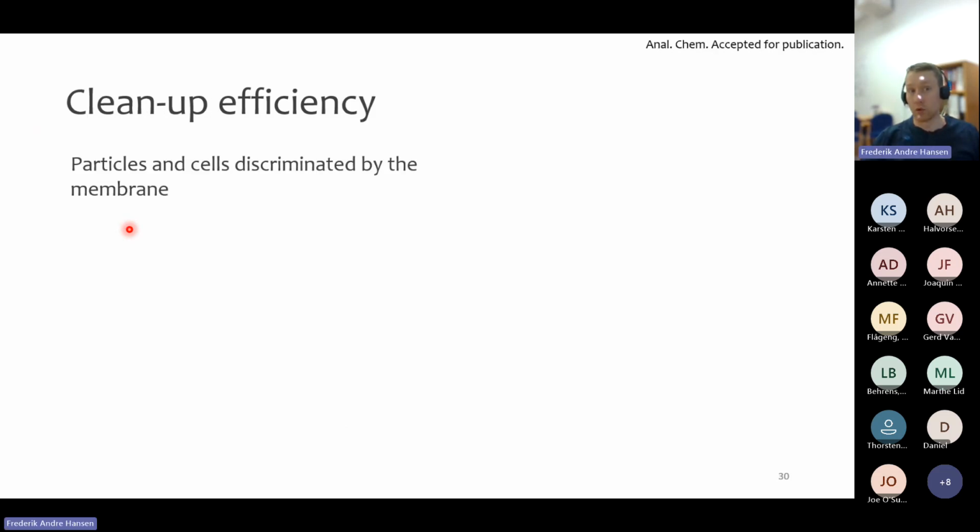Cleanup efficiency, so how well do we actually clean up the sample matrix, is of course very important. After all, this is why we do sample preparation. And if we start from the biggest things you may have in your matrix, then we can consider particles and cells. And these are discriminated very efficiently just from the size of the pores in the membrane, which are about 0.2 micrometers. So any particles larger than that will by default not be extracted. And then the solvent itself will also contribute. So particles are not extracted at all.